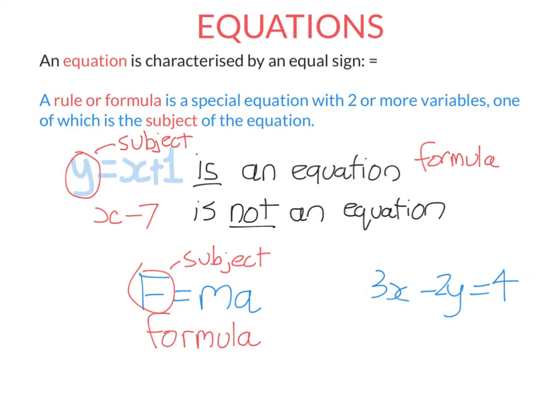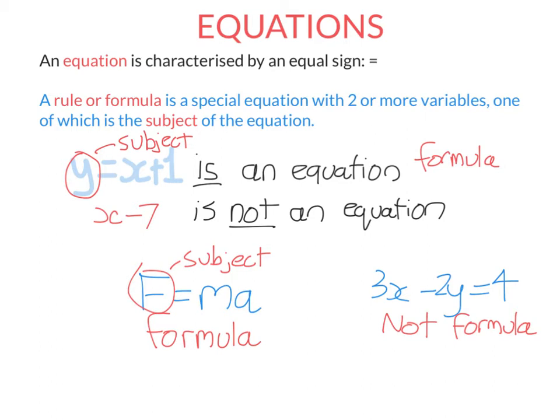But this thing here is an equation because it has an equal sign, but it is not a formula. Now, it does have more than one variable. It does have two or more variables, x and y. So two or more pronumerals is right, but neither x nor y, none of the letters are the subject of the equation. Here, 4 is the subject of the equation. We don't have a letter by itself, therefore it's not a formula.